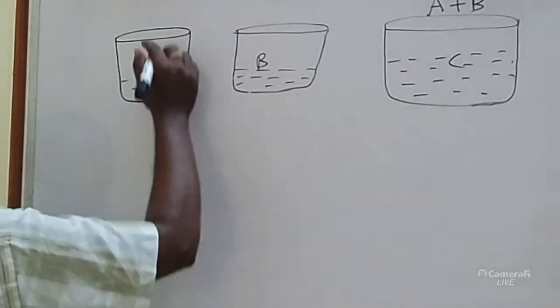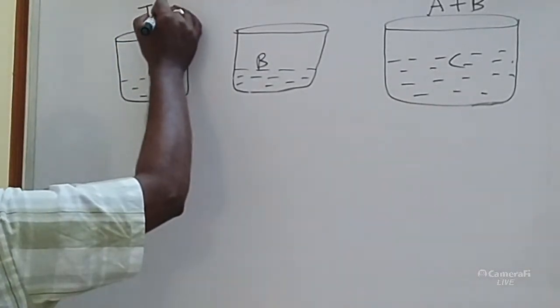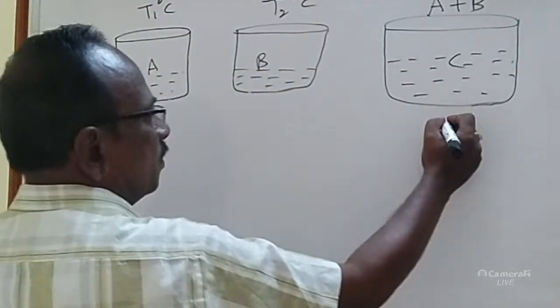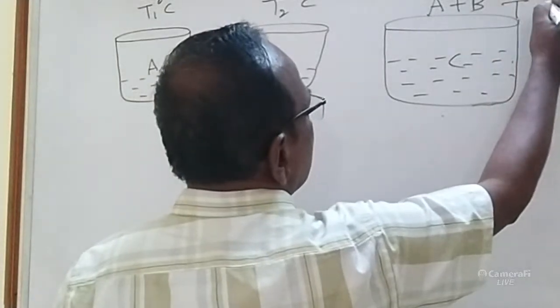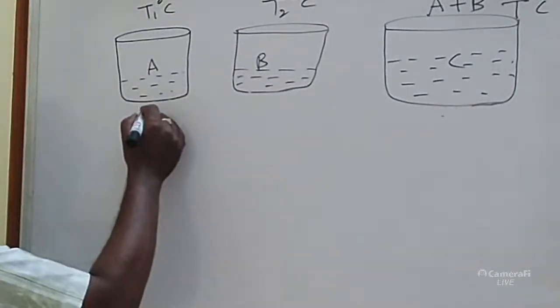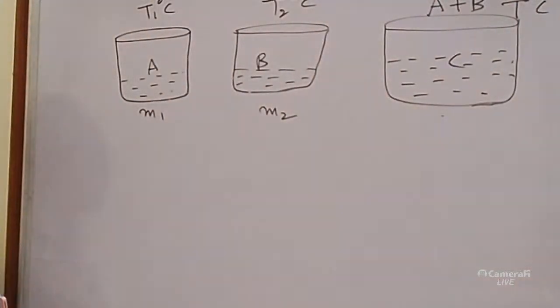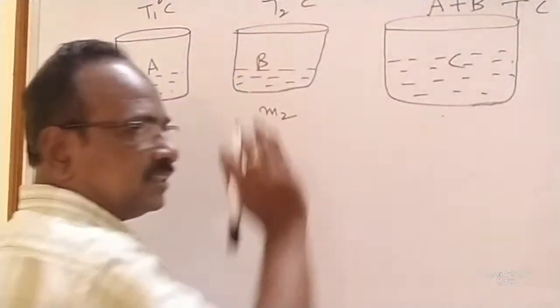So this one is T1 degrees Celsius. This one is T2 degrees Celsius. This one, the temperature is T degrees Celsius. This one, mass is M1. This one, mass is M2. Both are now mixing with each other.